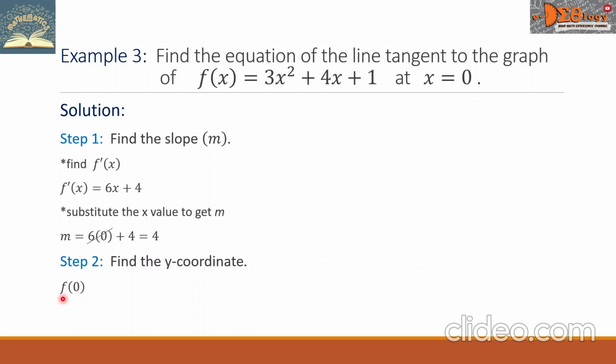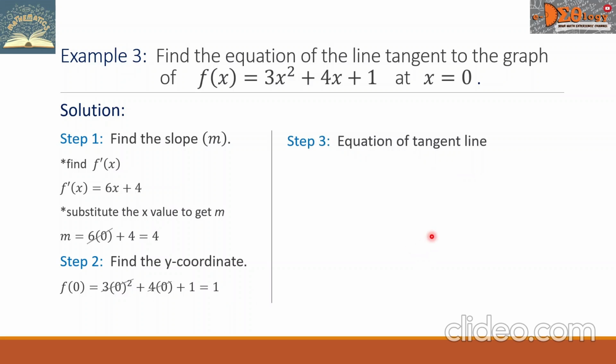For step 2, let us first find the y coordinate. Meaning, let us take the f of 0. Again, the 0 here comes from the given. So when we evaluate, f of 0 is 3 times 0 squared plus 4 times 0 plus 1. Simplifying further, 0 squared is 0 and 0 times 3 is 0, so we can cancel this term. 4 times 0 is also 0, so we can cancel this term also. So finally, f of 0 is 1.